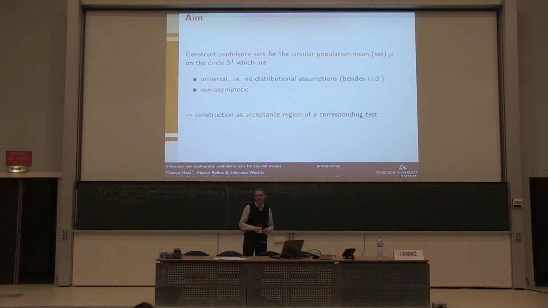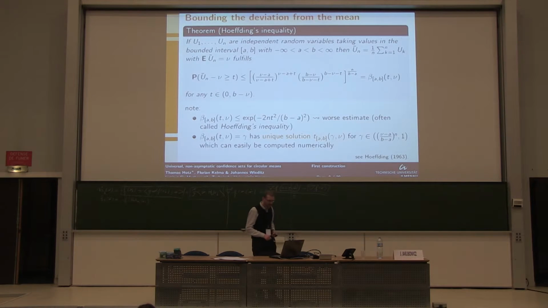And the way to do this is to use a test. You test all the possible population means, and then you use the acceptance region of that test to get a confidence region. Okay, the key ingredient to this is Hoeffding's inequality, a mass concentration inequality for bounded variables. So assume you have bounded random variables on an interval A to B, then you can bound the probability of the average being away from the population mean by more than t by some quantity that you can compute.